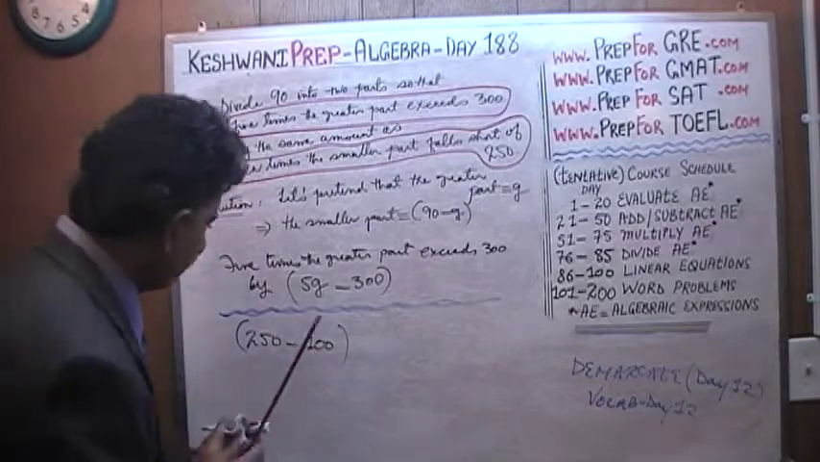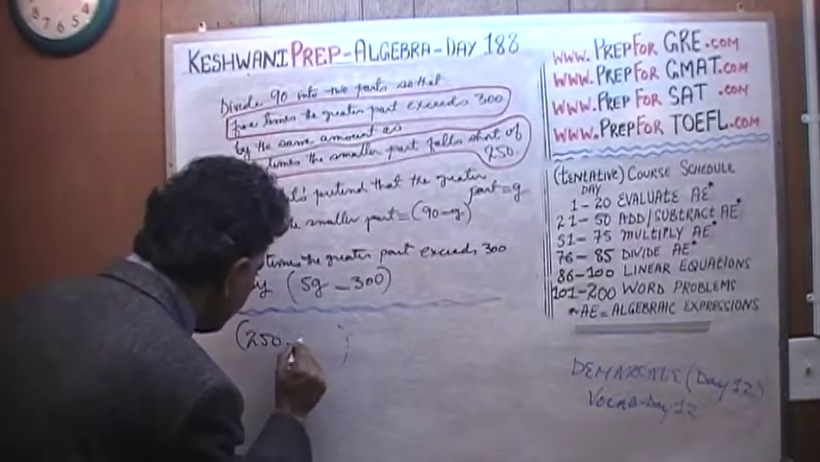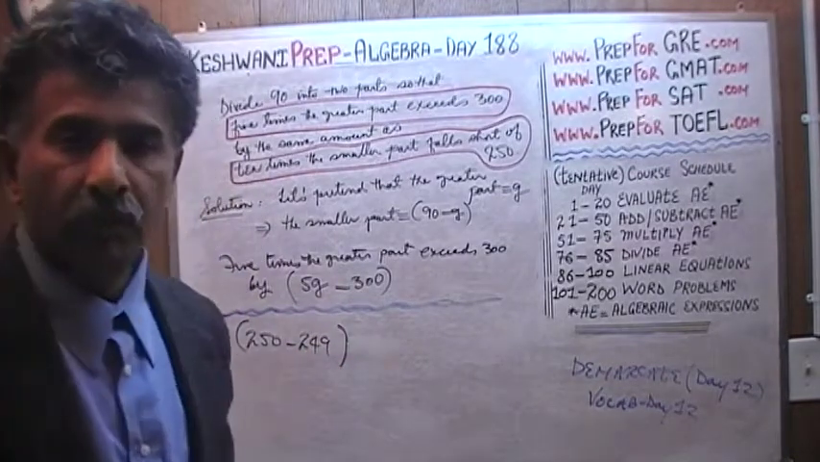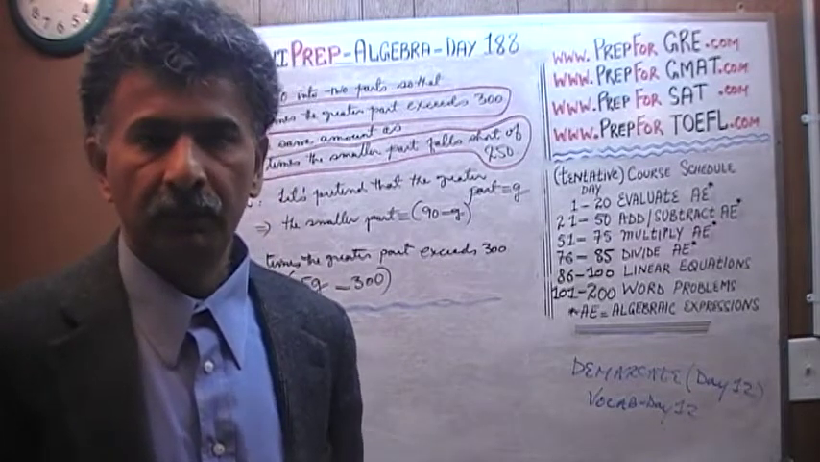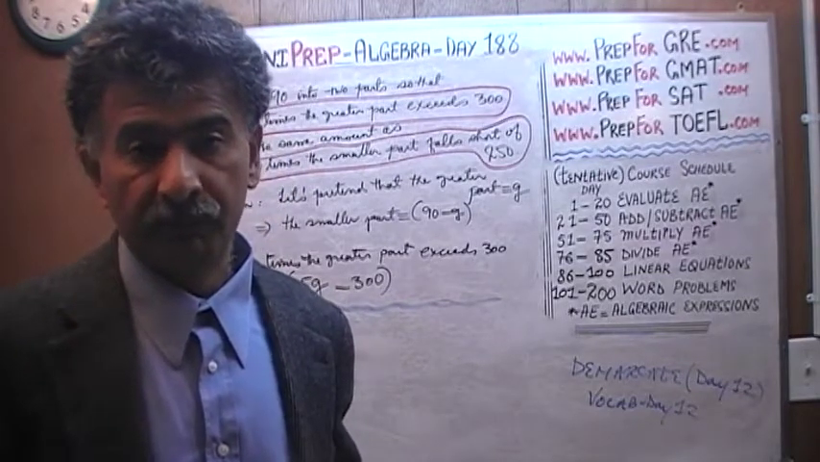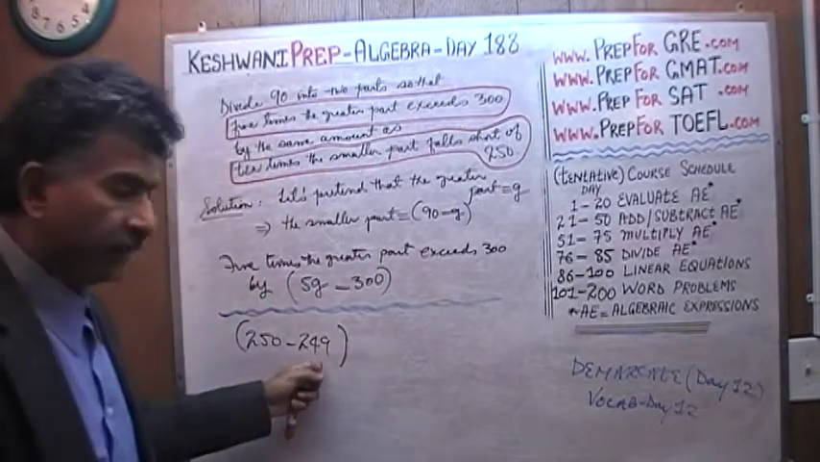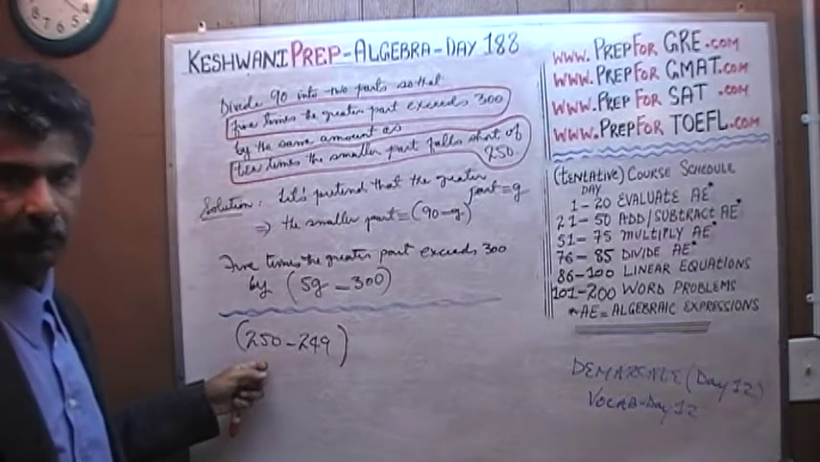Let's do one more. 249, okay, listen carefully. Now the question is, 249 falls short of 250 by how much? 249 falls short of 250 by 1. How did we find it? By subtracting 249 from 250. That is exactly what we're going to do here.